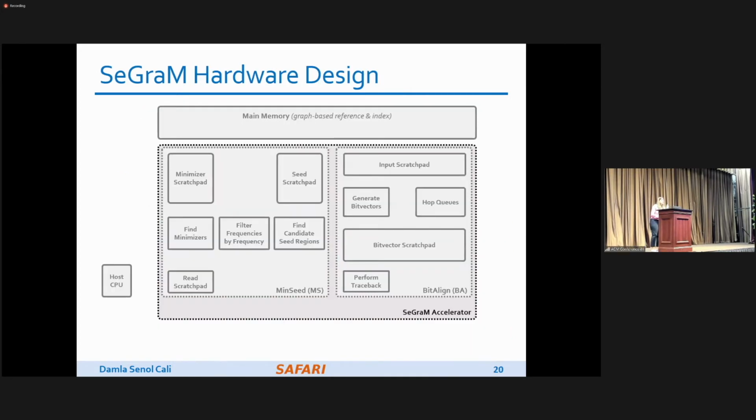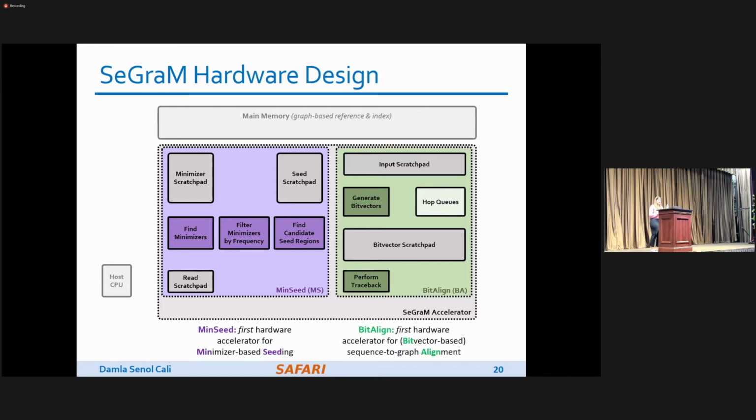When we look at the SIGGRAM hardware design, it consists of 2 main components. First, MinSeed, which is responsible for the seeding step, and it is the first hardware accelerator for minimizer-based seeding. And second, BitAlign, which is responsible for the alignment step, and it is the first hardware accelerator for sequence-to-graph alignment. Let's look at the high-level overview of SIGGRAM.